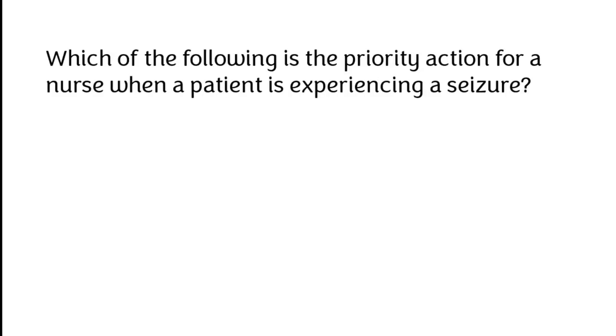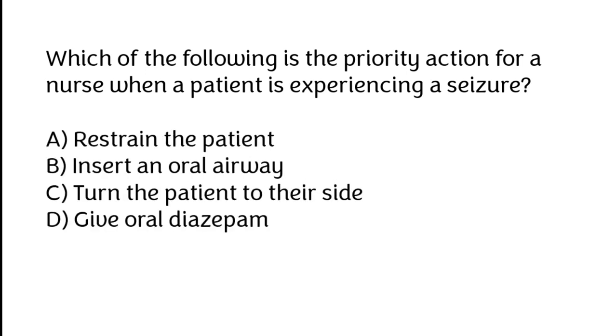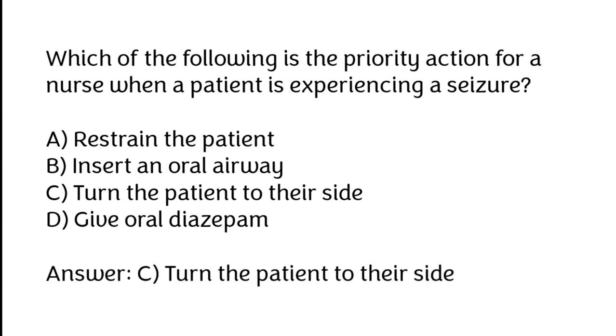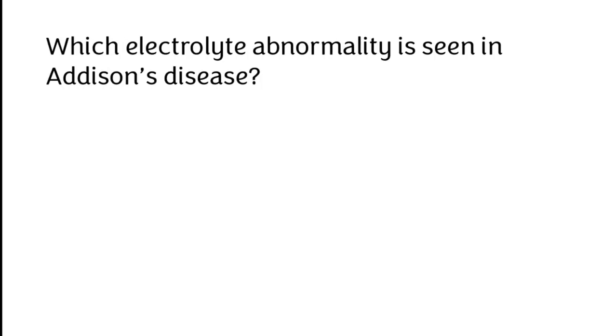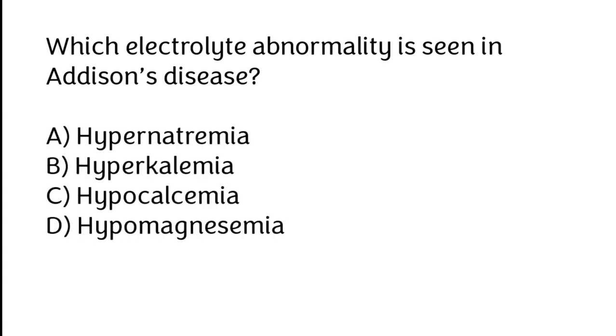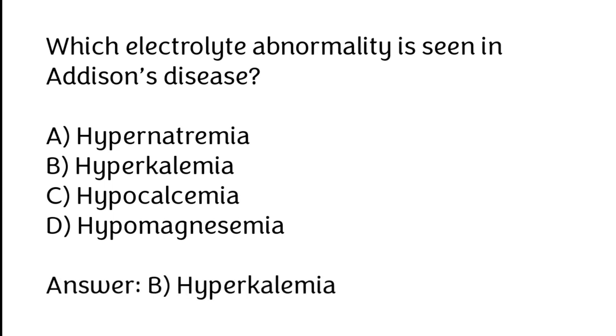Which of the following is the priority action for a nurse when a patient is experiencing a seizure? Restrain the patient, insert an oral airway, turn the patient on their side, give oral diazepam. Correct answer is option C, turn the patient to the right side. Which electrolyte abnormality is seen in Addison's disease? Hypernatremia, hyperkalemia, hypocalcemia, hypomagnesemia. Correct answer is option B, hyperkalemia.